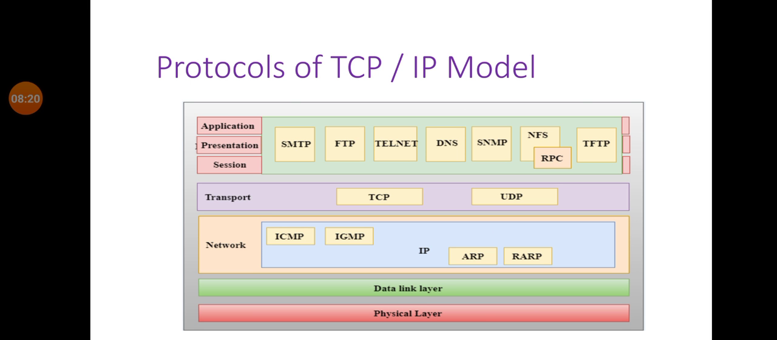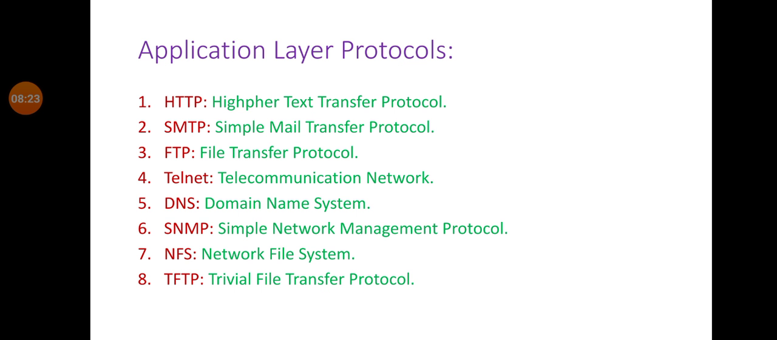Now let's start with the first protocol of the application layer, HTTP. HTTP means Hypertext Transfer Protocol. This protocol is used to transfer HTML documents from one machine to another. HTML means Hypertext Markup Language. To transfer such documents we use the HTTP protocol, the Hypertext Transfer Protocol.